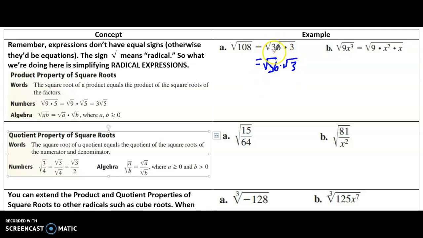And the reason we've written 108 as a product of a perfect square factor and 3, right, is because we can take the square root of 36, which is 6, and now we can write this as 6 root 3.